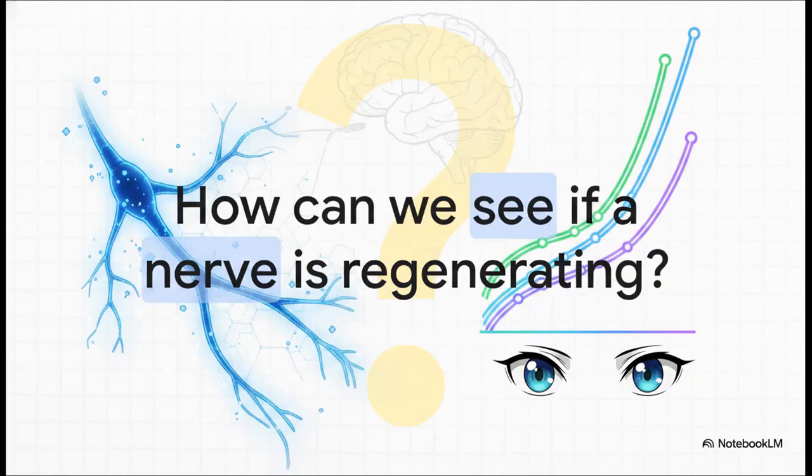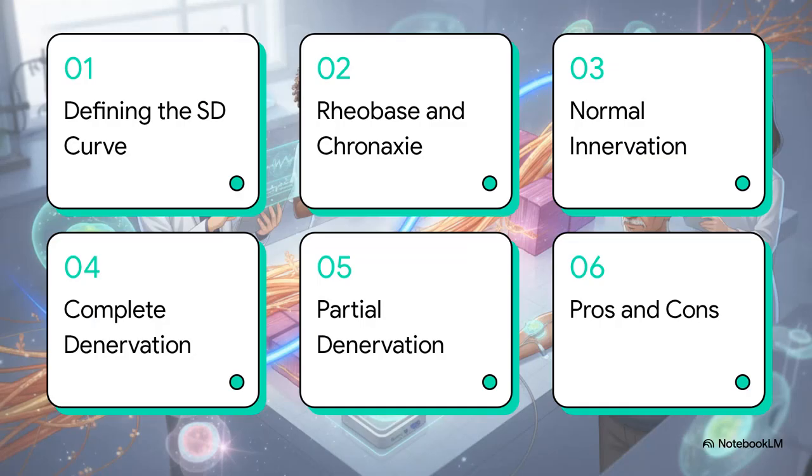So, here's the big question for today. How can we literally see if a nerve is regenerating after a traumatic injury? I mean, we can't exactly peel back the skin and watch a nerve heal in real time, right? But as you'll see today, we can actually unlock this medical mystery using some incredibly simple yet totally powerful visual graphs. Okay, let's dive into this.